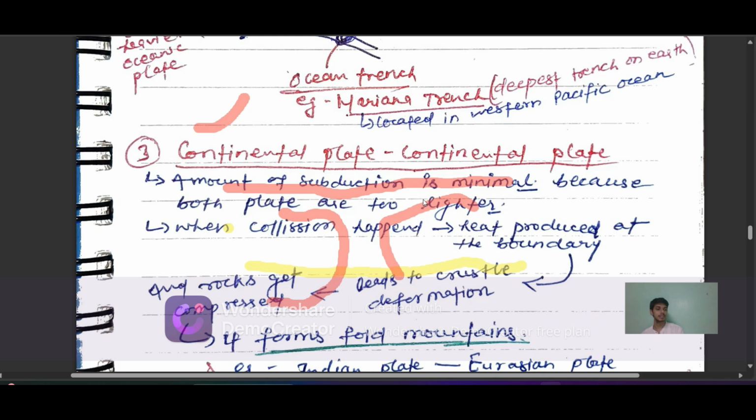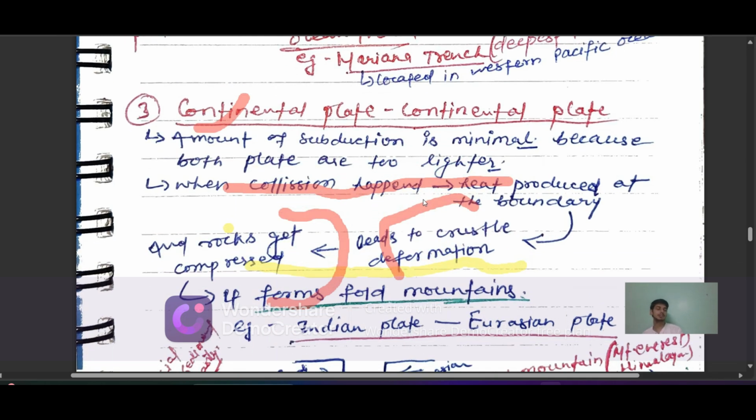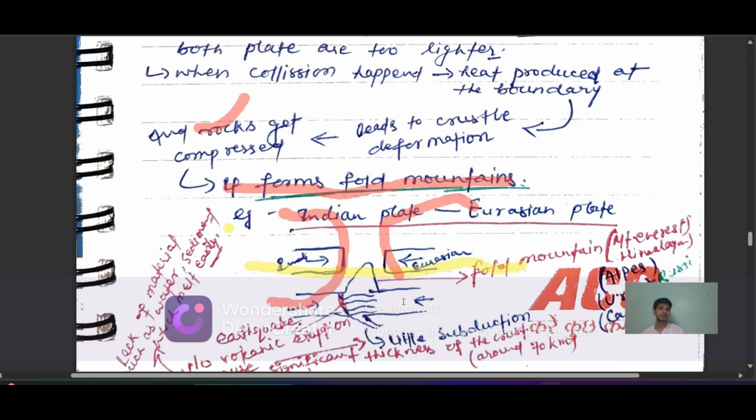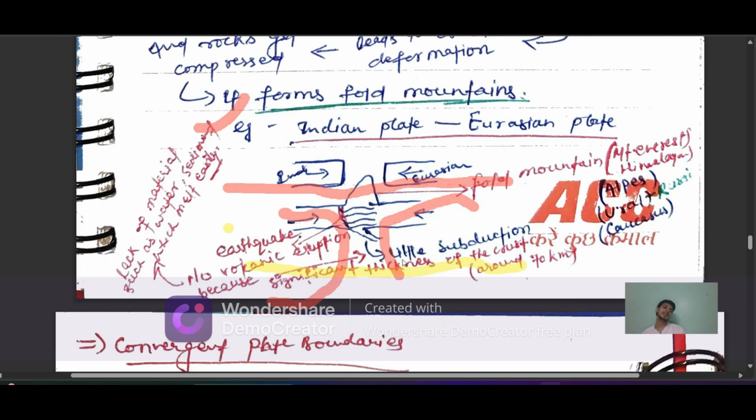Third is continental plate convergence. The amount of subduction is minimal because both plates are too light. And when collision happens, heat is produced at the boundary, which leads to crustal deformation and rocks get compressed. And due to compression, fold mountains are formed. For example, formation of the Himalayas happens due to continental plates, like the Indian plate and Eurasian plate. So in how the Himalayas are formed, this Indian plate and Eurasian plate converge towards each other. So in that case, fold mountains are formed.